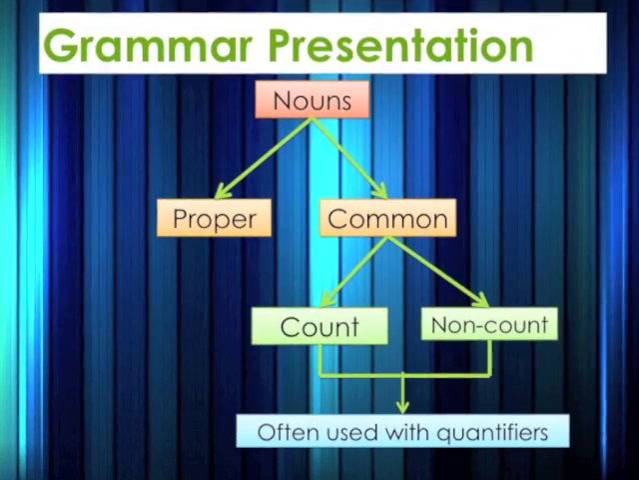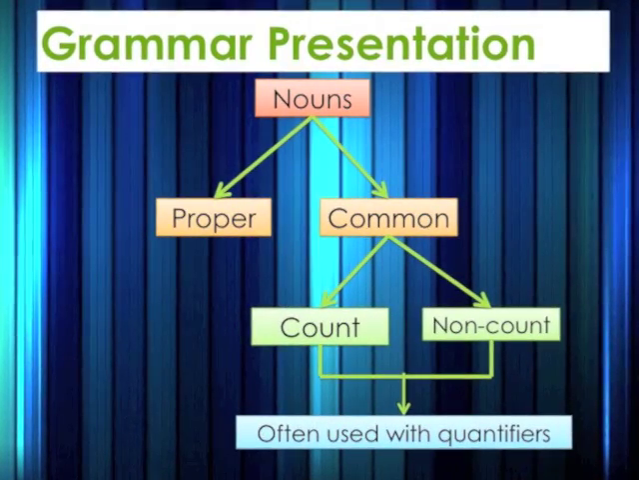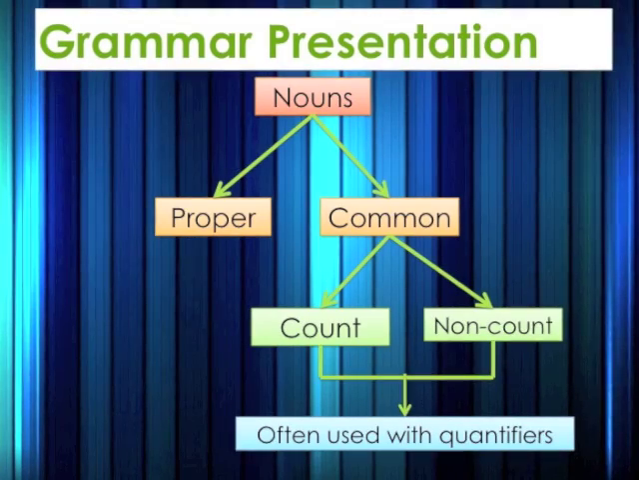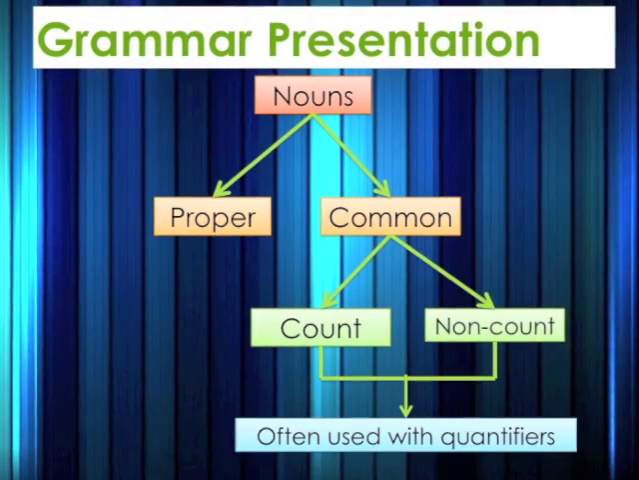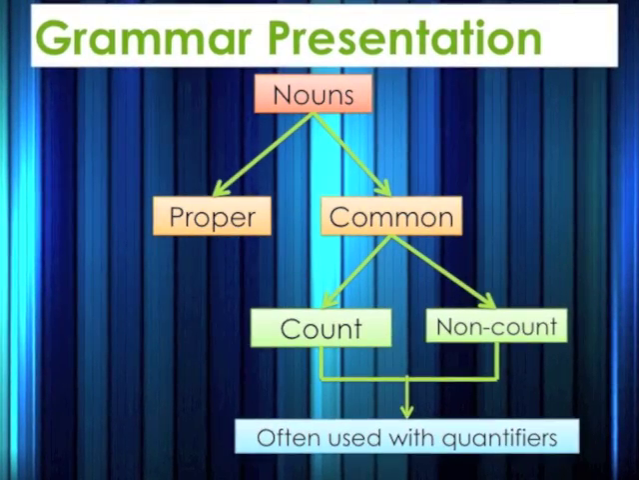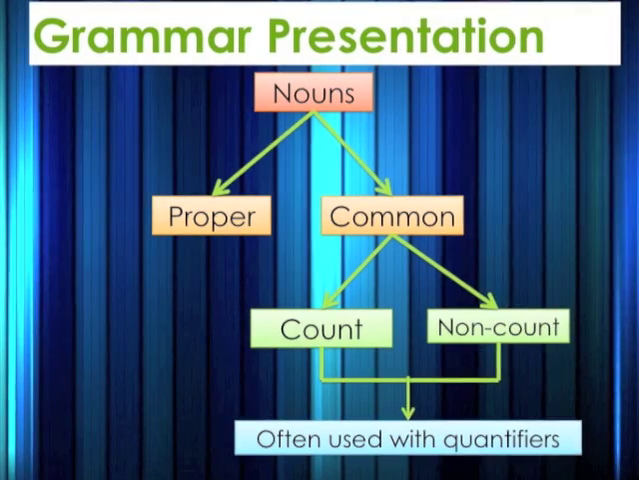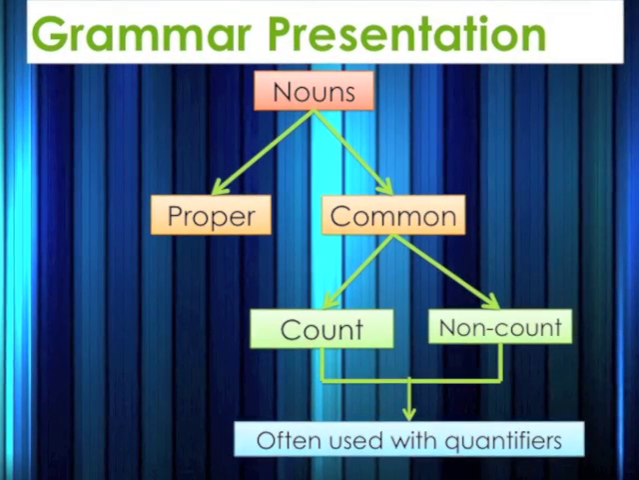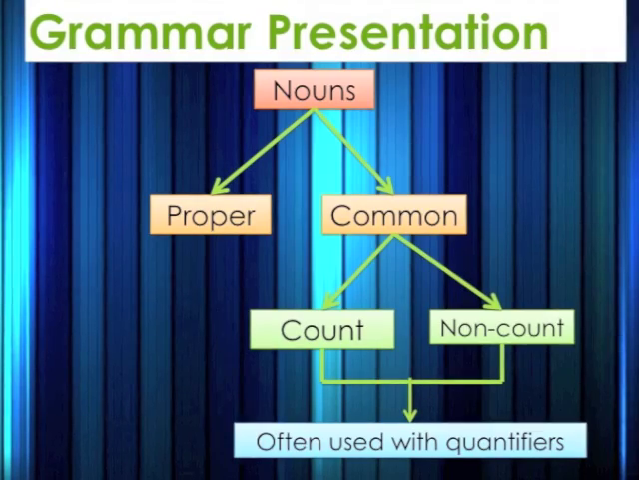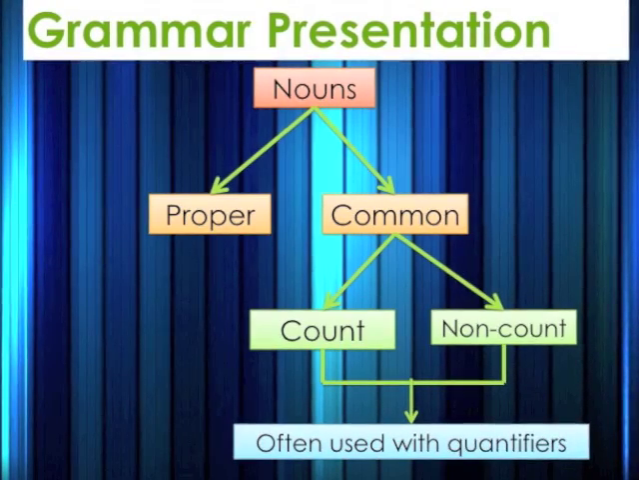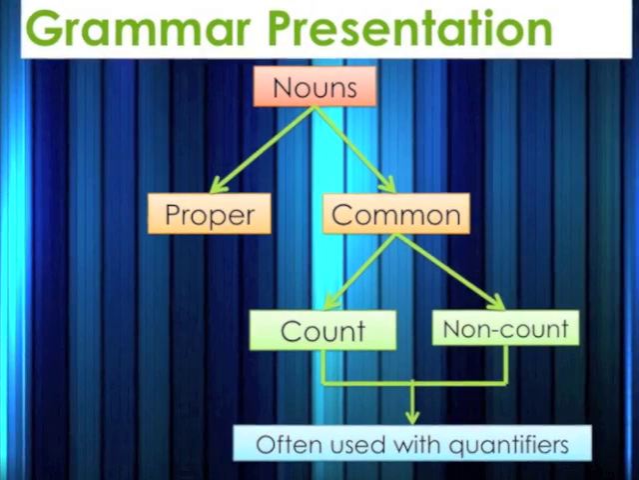So here's another chart that just shows you the different types of nouns. The two big categories are proper nouns and common nouns. Then common nouns can be divided into count and non-count nouns. You can use quantifiers with both count and non-count nouns.